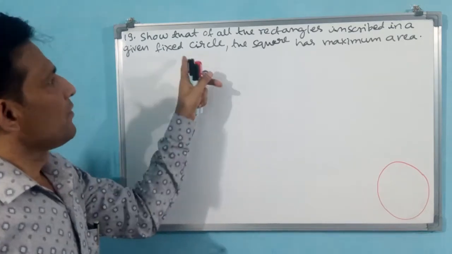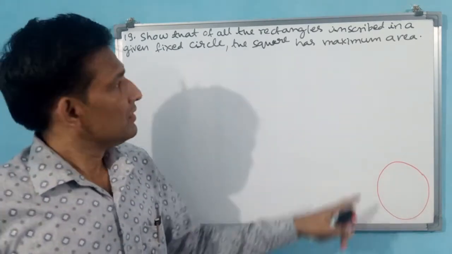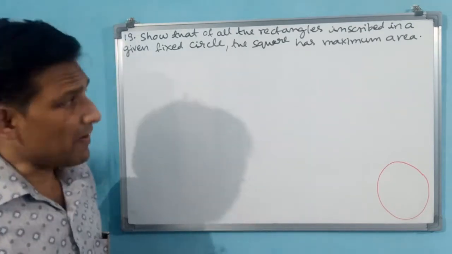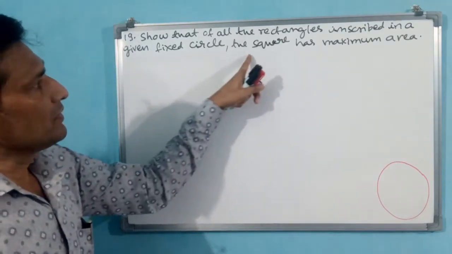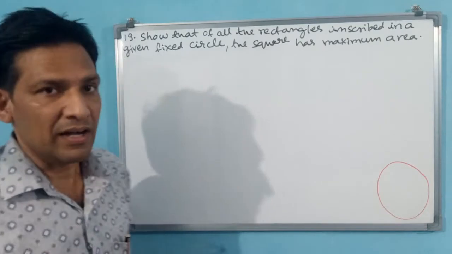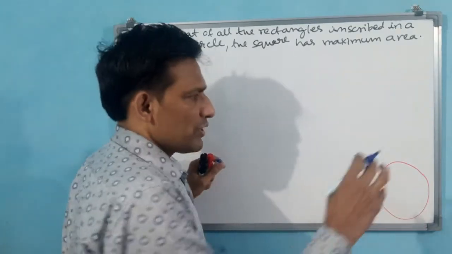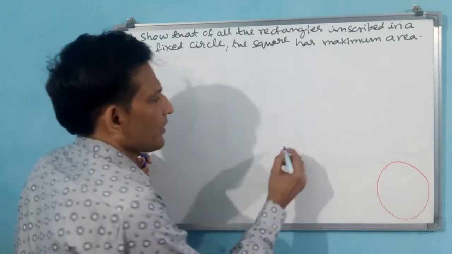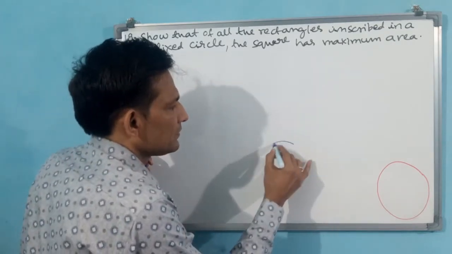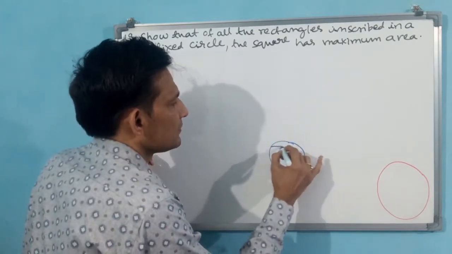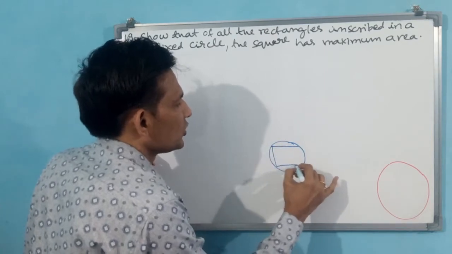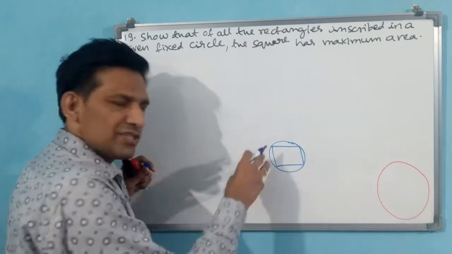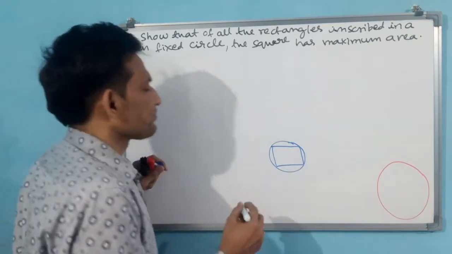Okay. Inside this circle, several rectangles are there, like he is telling. But finally what is he asking? The square has maximum area. You see, you can keep inscribing, which means what? See, this is called inscribing, inside, in a circle.